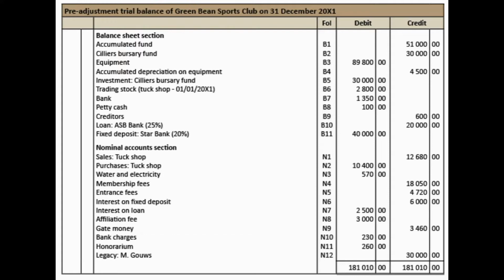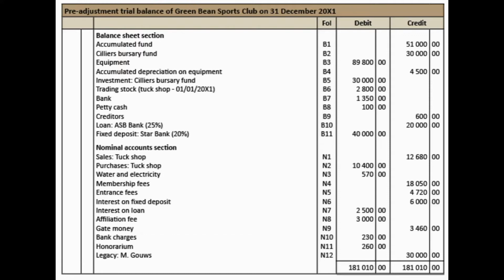Then we go on to the next one. The secretary's honorarium has not yet been paid, 250. Okay, for the honorarium. Okay, so now we're going to open the honorarium account. See, have we paid anything into that account? Let's have a look. Honorarium, there is an amount of 260 already in that account.